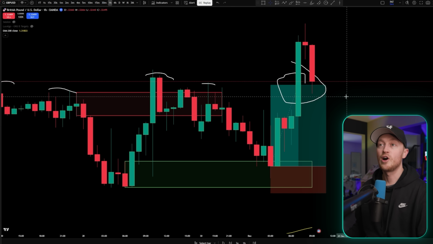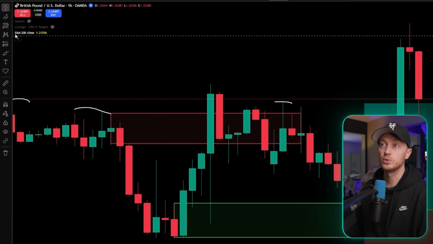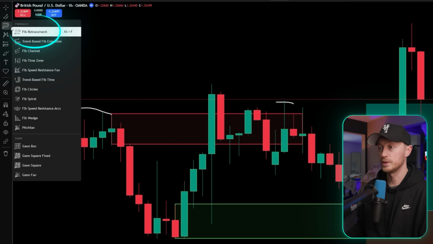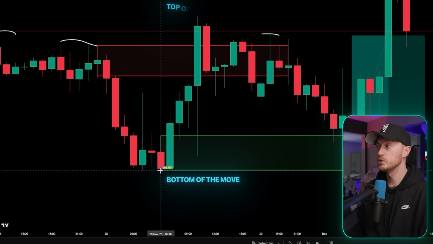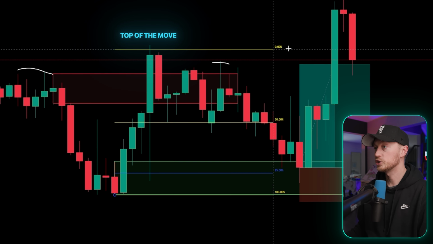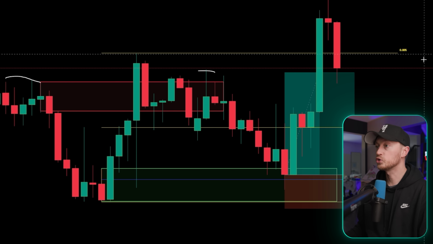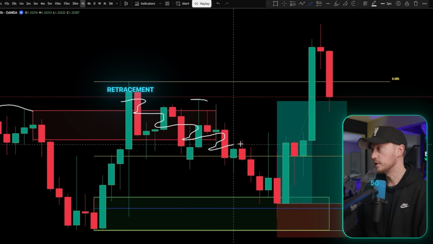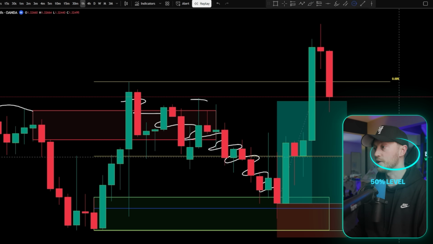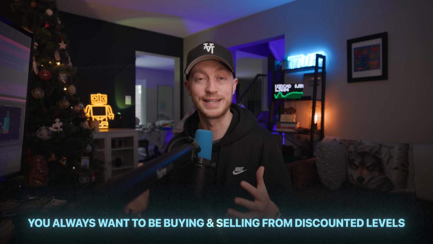Now, another thing that I often do is I use the Fibonacci tool. It's right here. Click the Fib retracement, and I'll measure from the bottom of the move to the top of the move, and I will swing that across. And I want to make sure that the retracement, you can see the retracement right here, comes below the 50% level right there, because that tells me I'm getting price at a discount as well. You always want to be buying and selling from discounted levels.